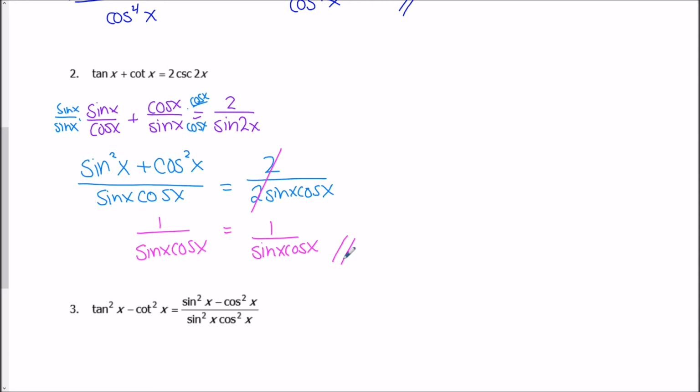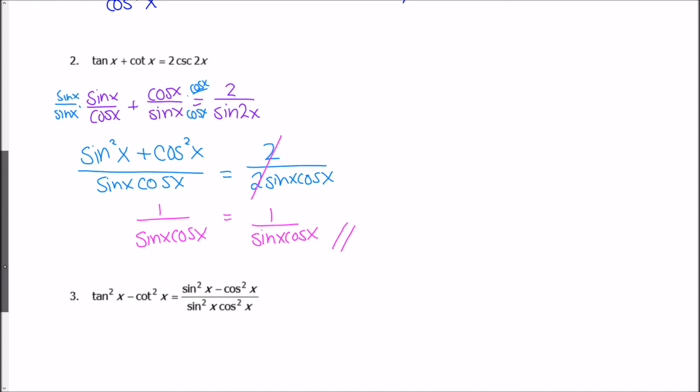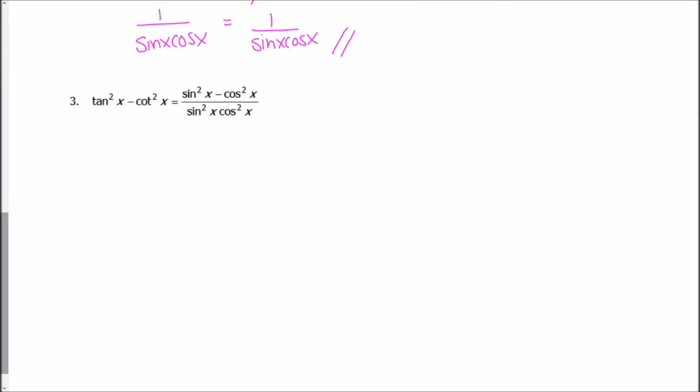And I've proven both sides of my identity to be true. All right, the last one that we have is in question number 3. And same thing, I've got tans and cotans, so I'm going to change them into sines and cosines.